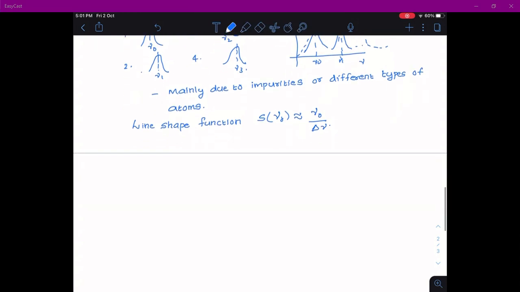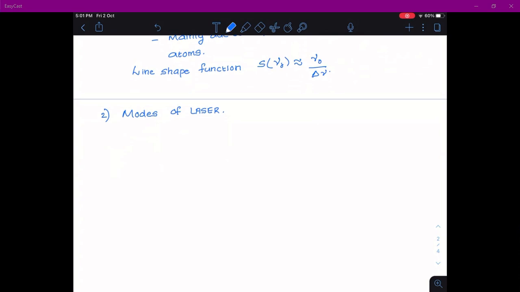Now let's look at another most important property of laser, which is modes. We have already seen that the laser will have a mirror surface or reflecting surface. There will be a gain medium or an active medium, and there will be a pumping mechanism. Once the laser light is emitted, it will travel back and forth through the gain medium, and it will cause the laser emission.